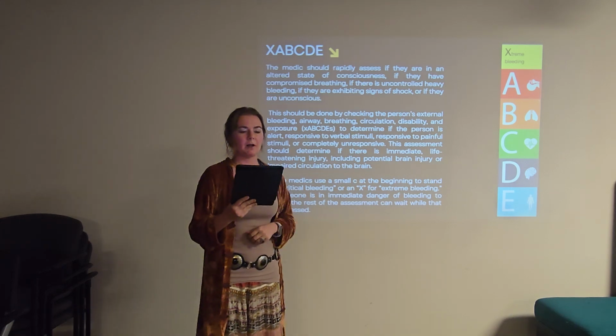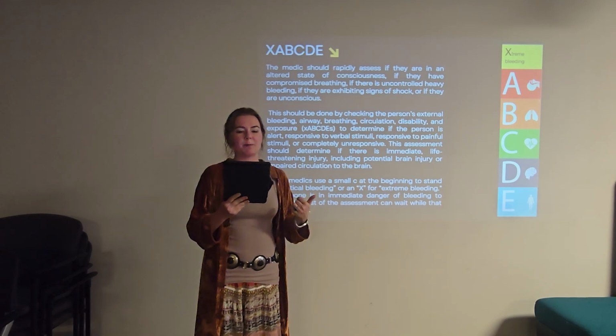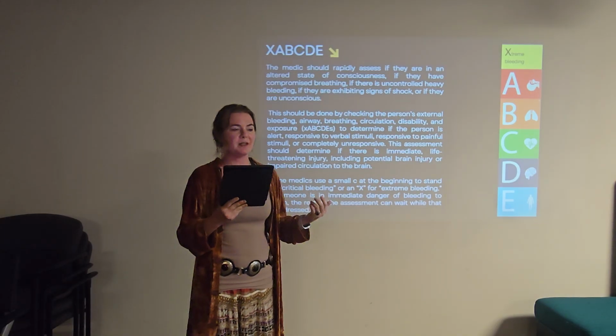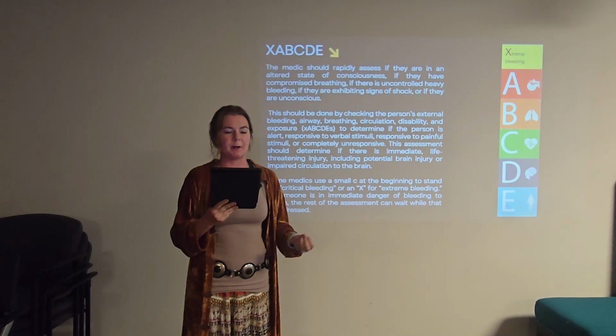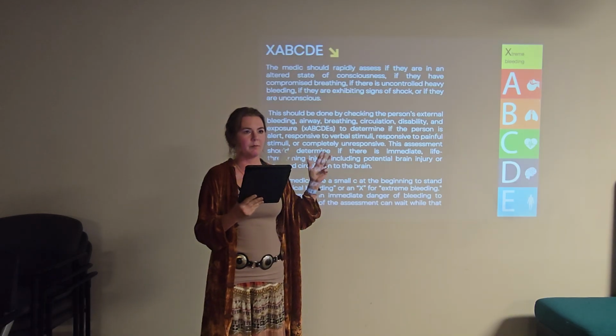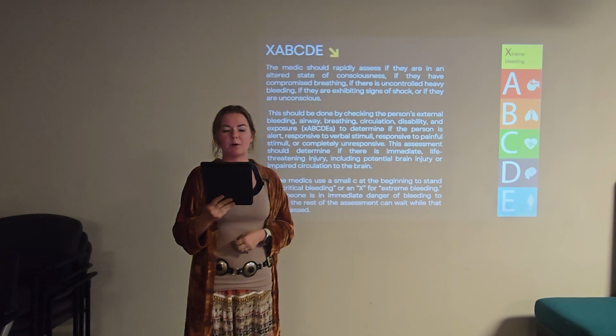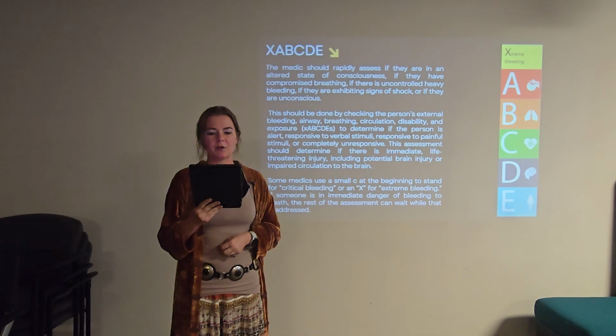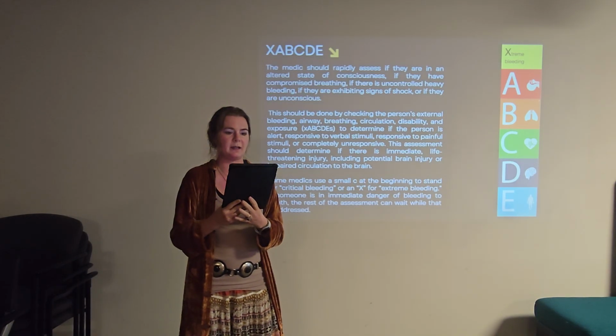Disability is then followed by, are they alert? Are they responding to voice? Are they responding only to pain, or are they fully unresponsive? AVPU: alert, voice, pain, unresponsive. And exposure. Carefully remove or cut away clothing to fully check the body for other hidden injuries.